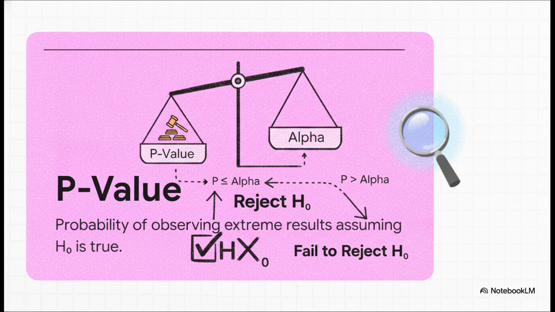Just think of the p-value as the raw weight of the evidence against the defendant. If our p-value drops at or below our alpha threshold, let's say we get a p-value of 0.03 against an alpha of 0.05, boom, the evidence is strong enough. The chance that we're just looking at a random fluke is just too low. In that case, our decision rule is crystal clear: we reject the null hypothesis. But if that p-value is greater than our alpha, we fail to reject it.